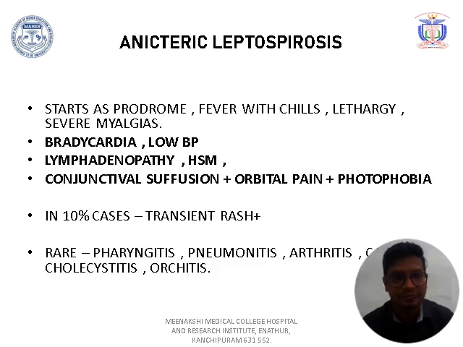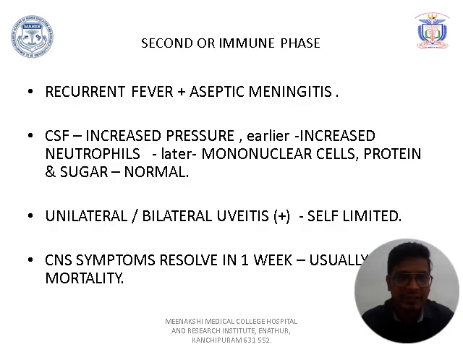Paralysis and papilledema are rare. Anicteric leptospirosis starts with a prodrome of fever with chills, lethargy, severe myalgia, bradycardia, low BP, lymphadenopathy, hepatosplenomegaly, conjunctival suffusion, orbital pain and photophobia. In 10% of cases a transient rash is present. In the secondary phase, there is aseptic meningitis with recurrent fever, and increased CSF pressure. Unilateral or bilateral uveitis is self-limited. CNS symptoms resolve within 1 week.